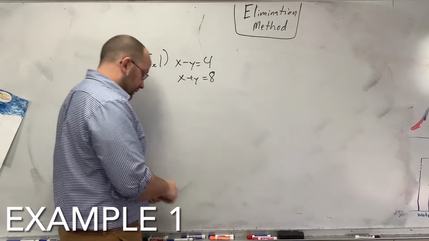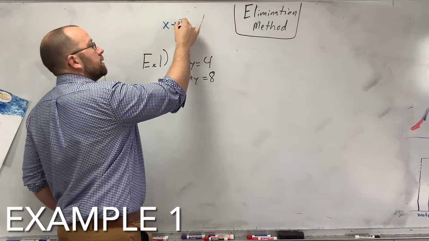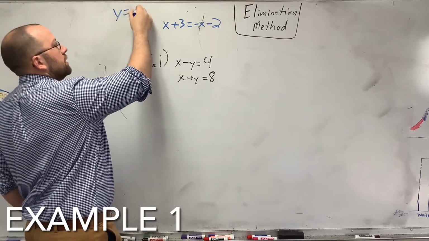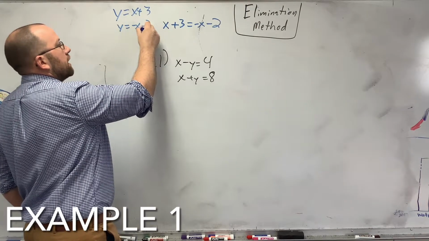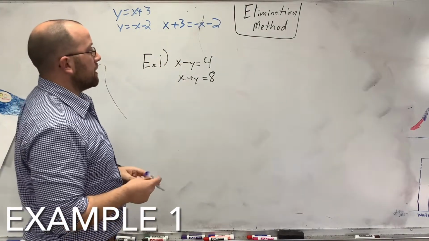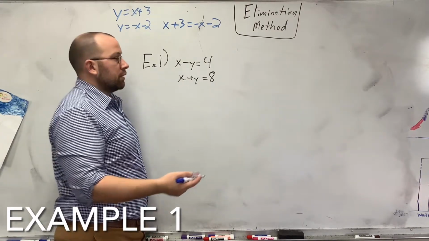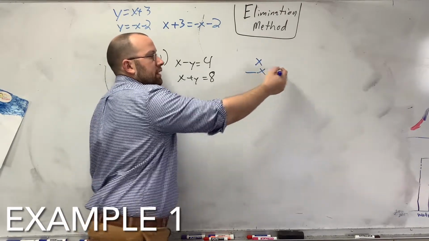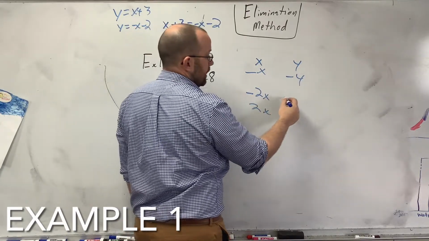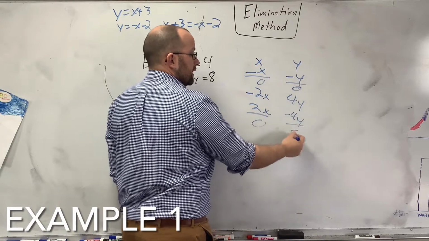So, with the elimination method, like with substitution, when we did substitution, we got something like x plus 3 equals negative x minus 2, after we had y equals x plus 3 and y equals negative x minus 2. All we did is substitute the y's and we got that. Now with the elimination method, we're going to do this a little bit differently. What you're looking for in the elimination is inverses among the variables. What that means is x and negative x, or y and negative y, or negative 2x and 2x, or 4y and negative 4y. Something that when you add them together, you get 0.